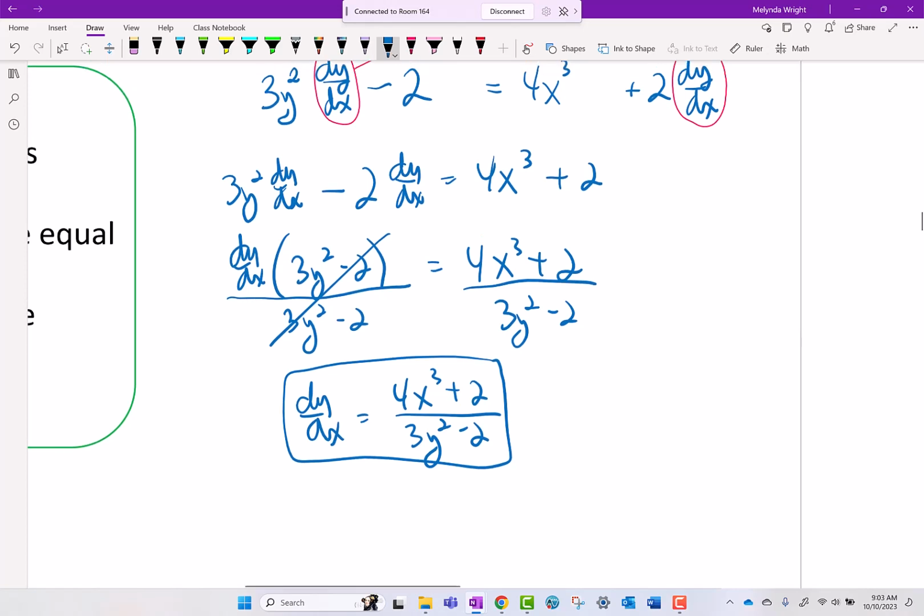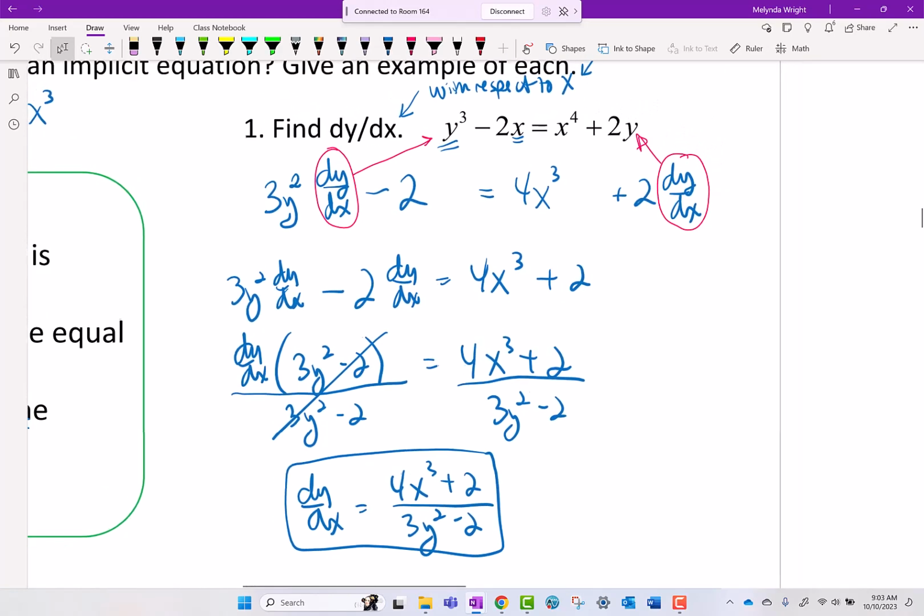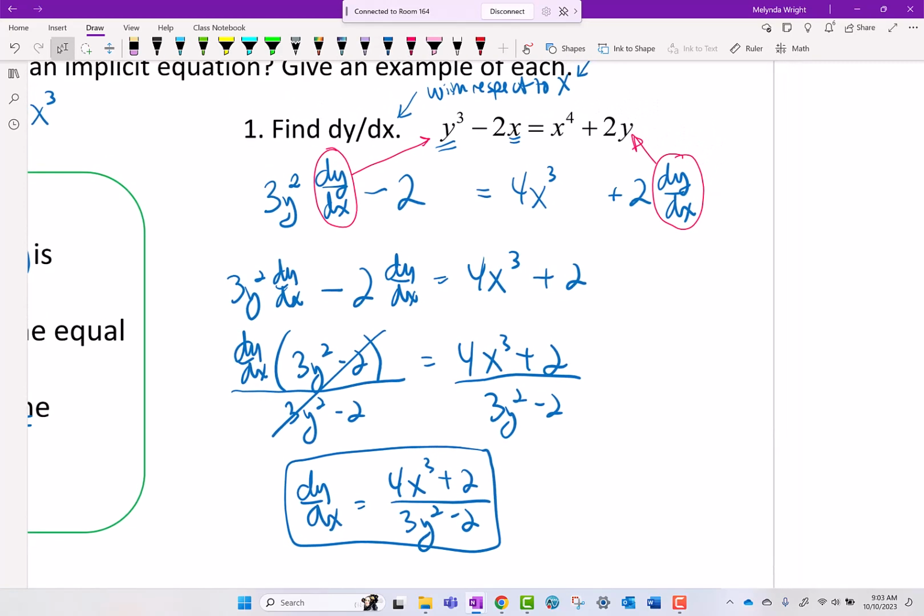Okay, so that's our very first implicit differentiation. Notice the amount of algebra we have. There's a lot, right? This lesson has a lot of algebra. So you get to practice all your algebra skills. Yay! Y'all are like, stop. Okay, here we go. Let's look at page 2.